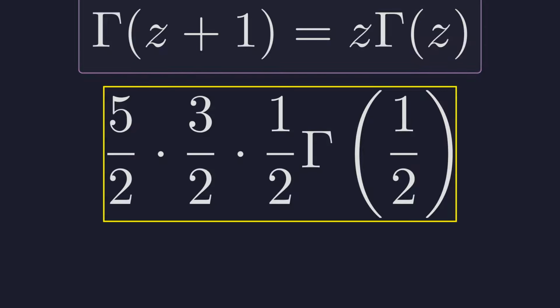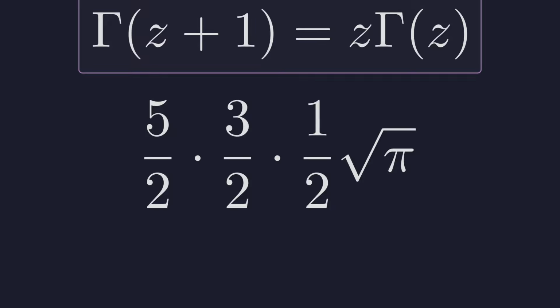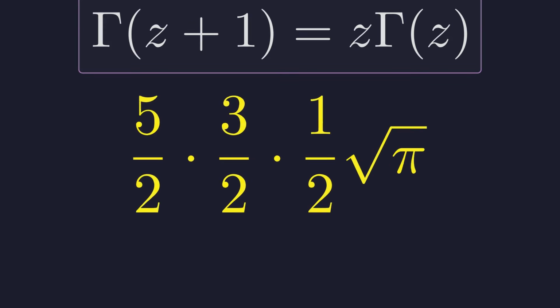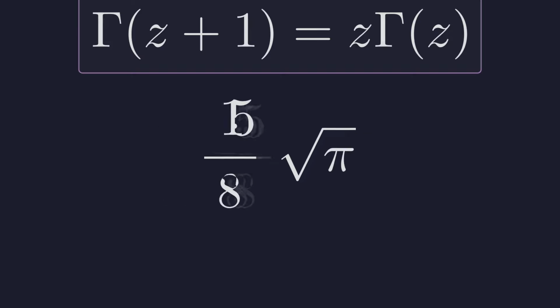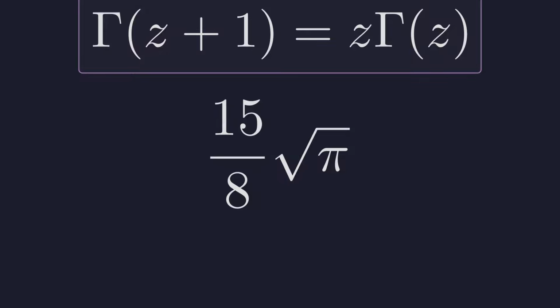And here's a beautiful fact. Gamma of 1/2 is a fundamental constant in mathematics. It is exactly equal to the square root of pi. This connection between the gamma function and pi is one of those deep relationships that shows up everywhere in mathematics. We multiply the numerators. 5 times 3 times 1 equals 15. And multiplying the denominators gives 8. The gamma term equals 15/8 times the square root of pi.